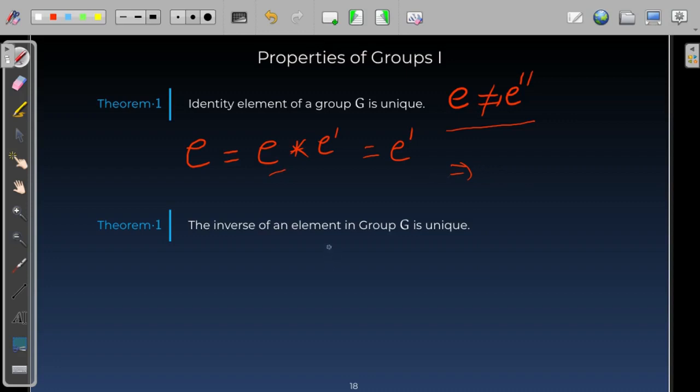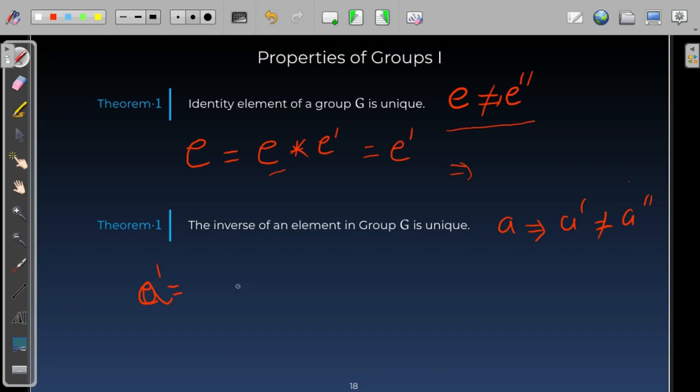Now the second theorem is that the inverse of an element in the group G is unique. So again let's say that the inverse of a group element is not unique. Let me take the inverse of A as A dash, and it is not equal to A double dash. A dash and A double dash are both inverses of this group element A. Then I can write, let me start with A.